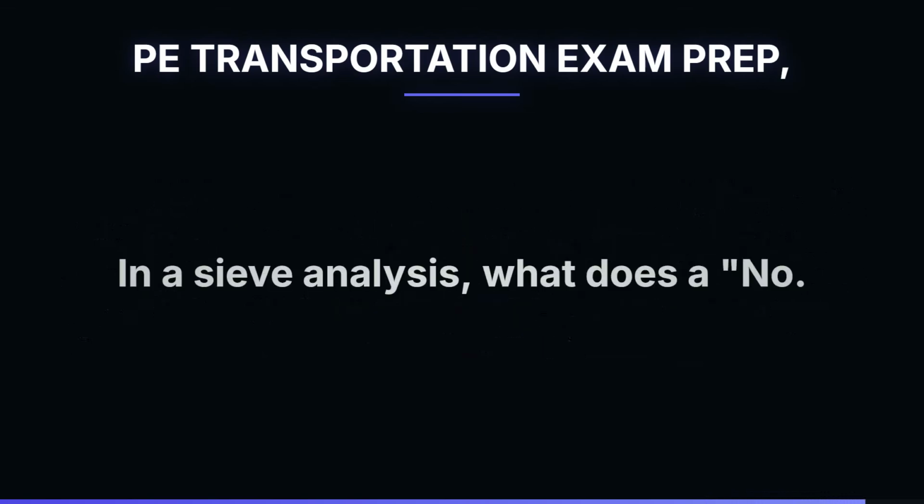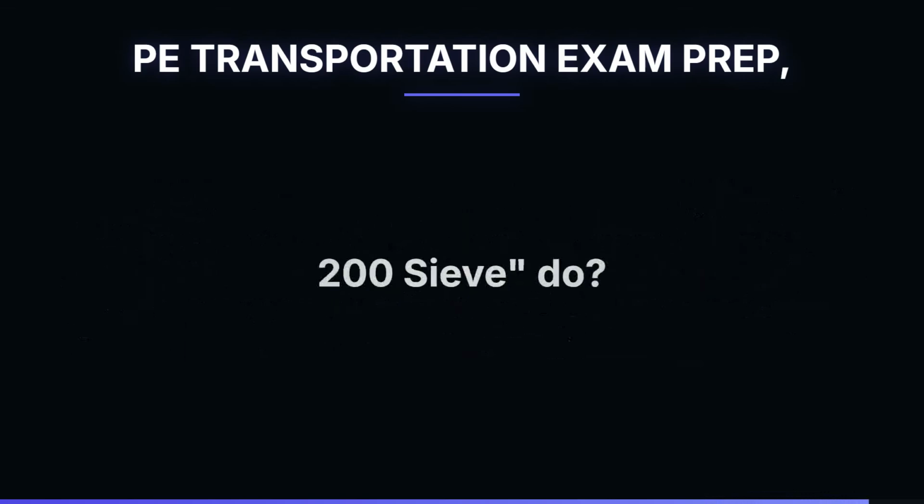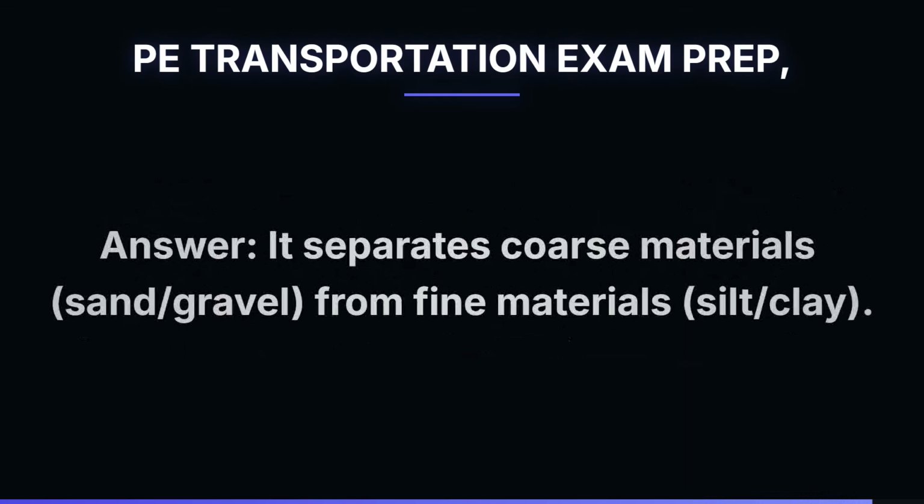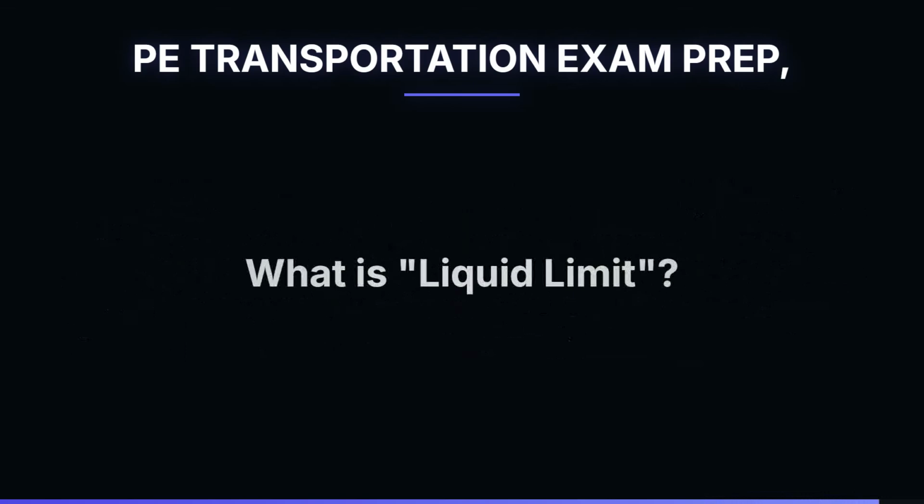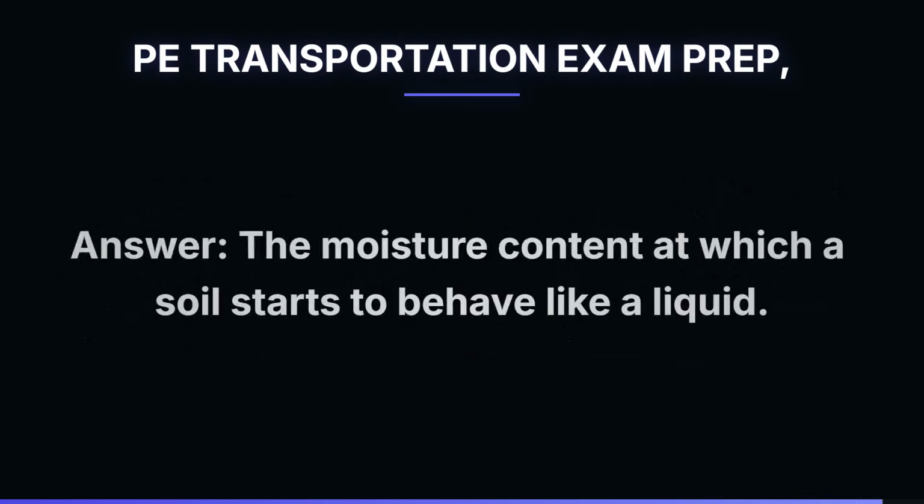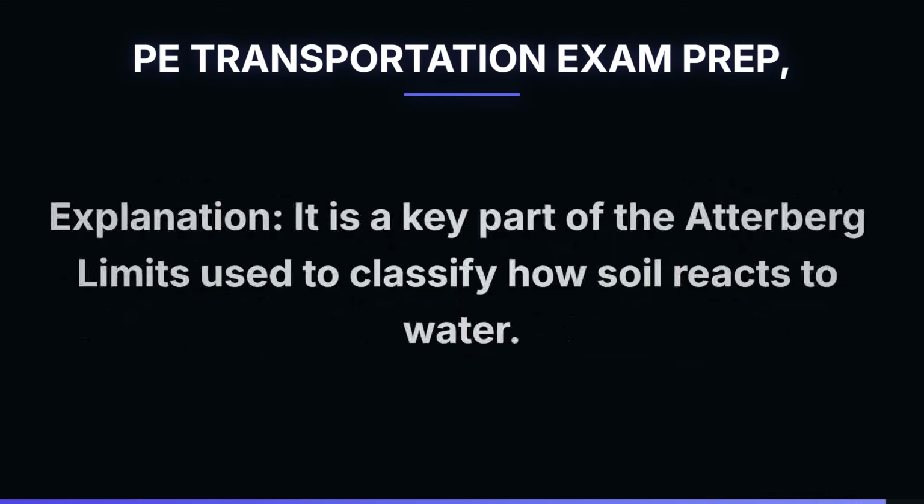3. In a sieve analysis, what does a No. 200 sieve do? Answer: it separates coarse materials, sand, gravel, from fine materials, silt, clay. 4. What is liquid limit? Answer: the moisture content at which a soil starts to behave like a liquid. Explanation: it is a key part of the Atterberg limits used to classify how soil reacts to water.